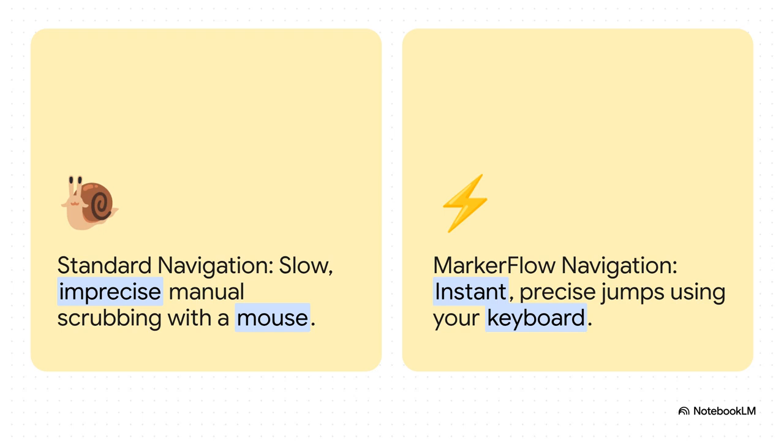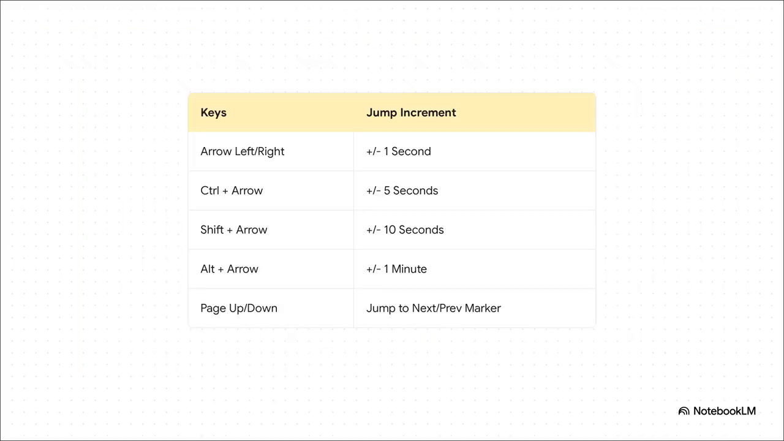Come on, we've all been there, right? Trying to find one specific frame by dragging the mouse back and forth. It's slow, it's frustrating. Well, with keyboard navigation, that's completely gone. You make instant, frame-perfect jumps. You're always in control.